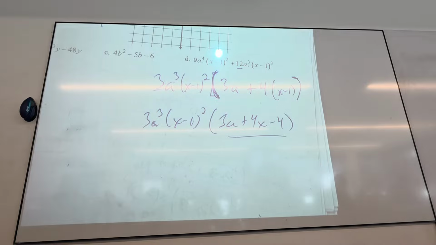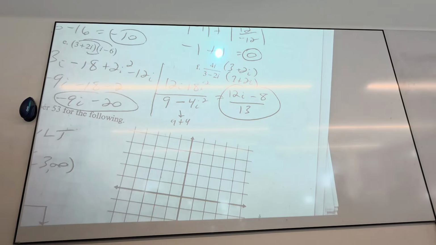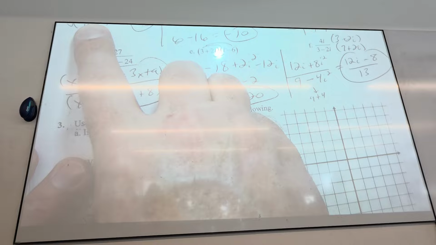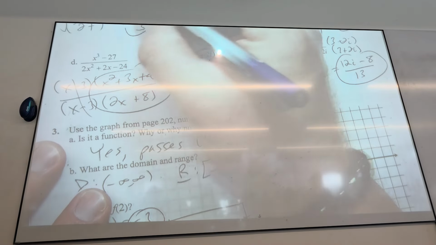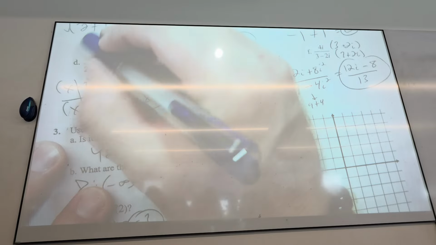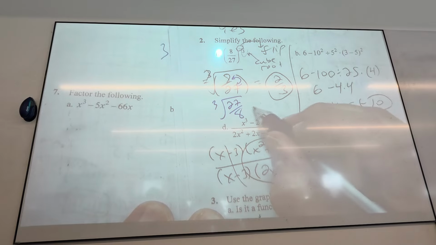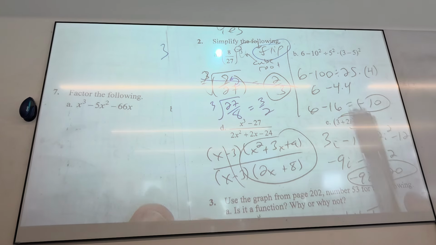Everybody get one? Which one? 2A. Don't you flip it because it's a negative? Wait a minute. Did I forget to flip it? Oh, I did. I said flip, and then I didn't flip it. Oh, okay. That's my fault. Yeah, these should be flipped. So this should be this.